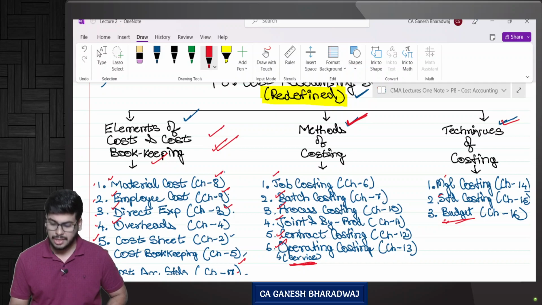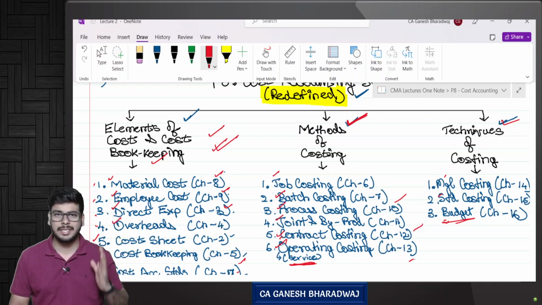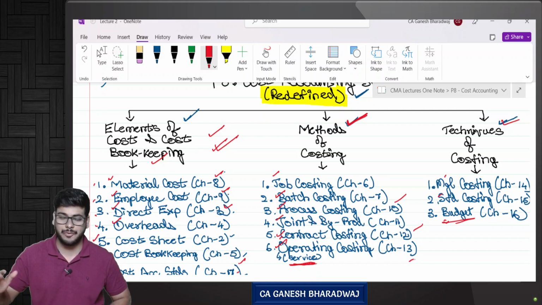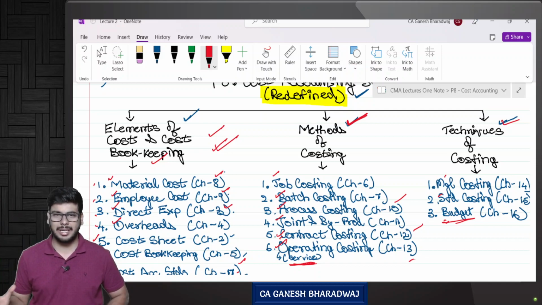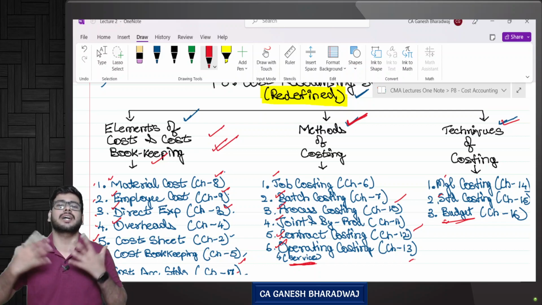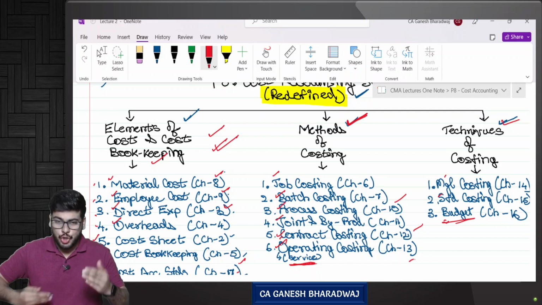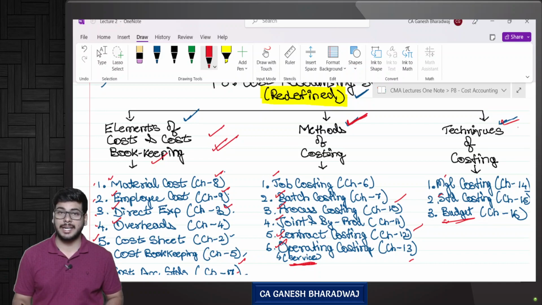This budgeting concept, I can use it for a process sector, I can use it for a contract sector, I can use it for a service sector, or I can use it for any other sector also. So techniques of costing are not industry specific. They can be applied across all sectors. What do you mean by techniques of costing? It is simple. Whatever data the costing principles give you, if you use it to take some meaningful decision, that gets covered under techniques of costing.